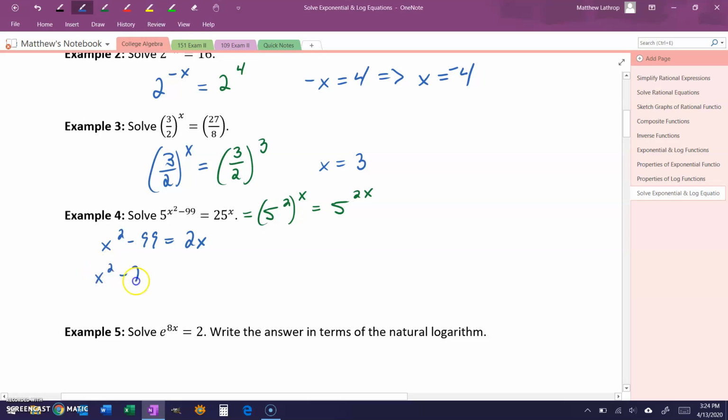If we subtract 2x to the left-hand side, now we have a quadratic function that we can look at factoring in order to solve. In this case, this would factor as x plus 9 times x minus 11, which would mean x equals negative 9 and x equals positive 11 are both solutions to this exponential equation.